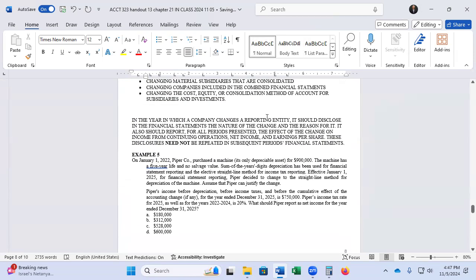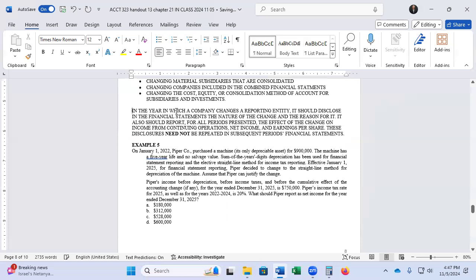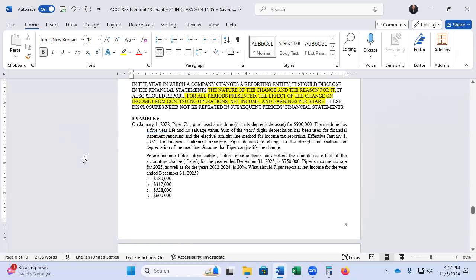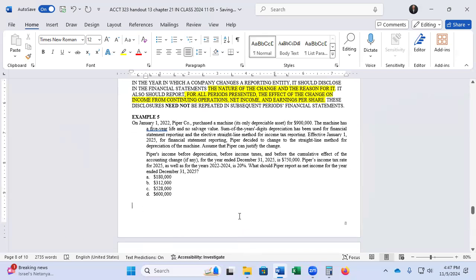Okay, so in the year in which a company changes the reporting entity, it should disclose in the financial statements the nature of the change and the reason for it. So again, that's consistent with what we've seen. And it should report for all periods presented the effect of the change on income from continuing operations and earnings per share. And then note that it's only required in that current year. They don't have to be included in subsequent years. So let's take a look at example number 5.